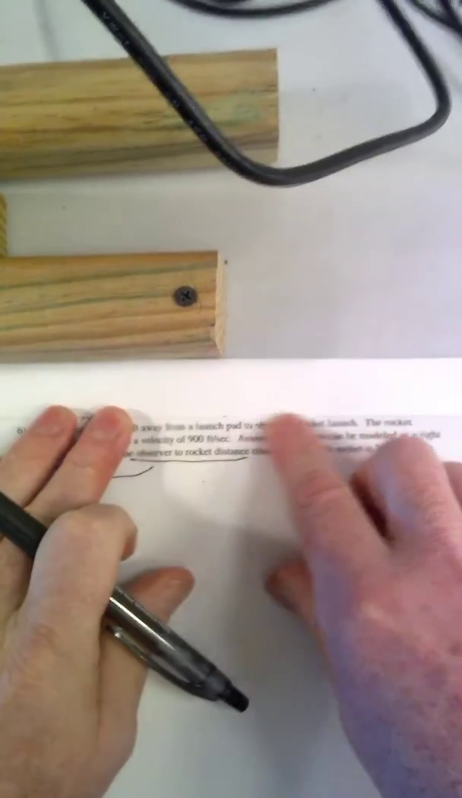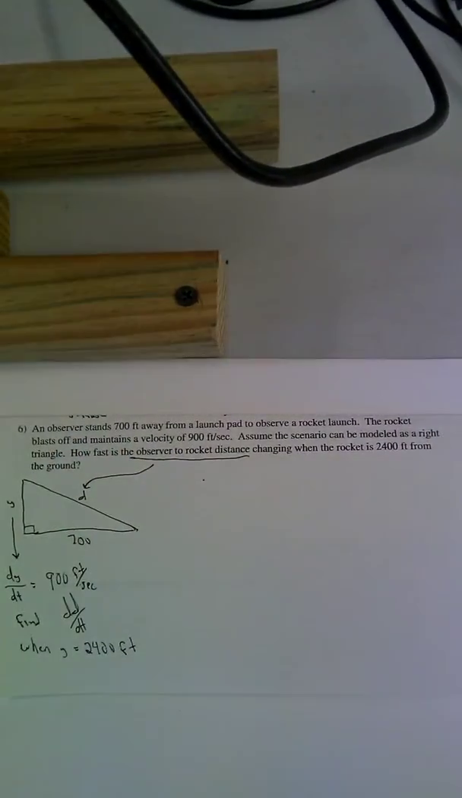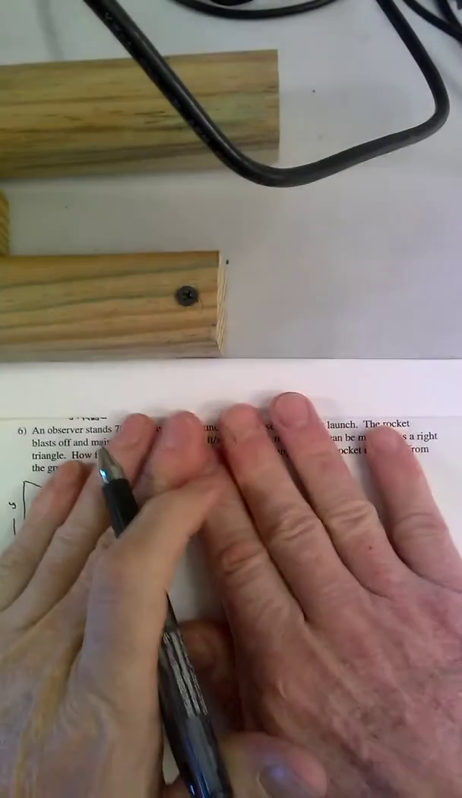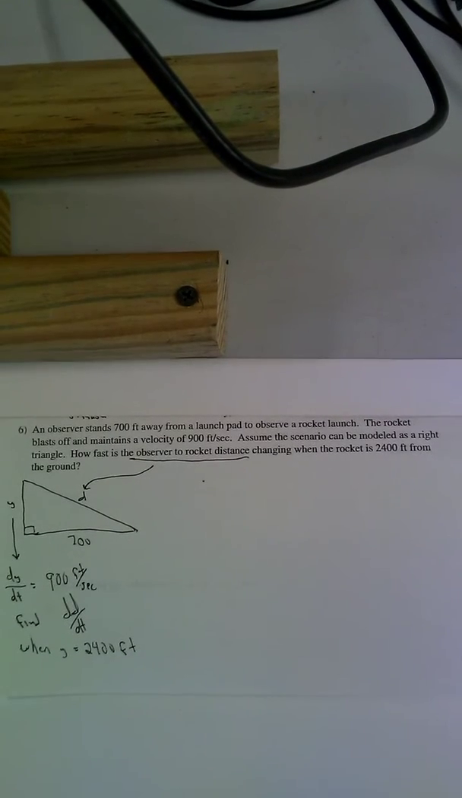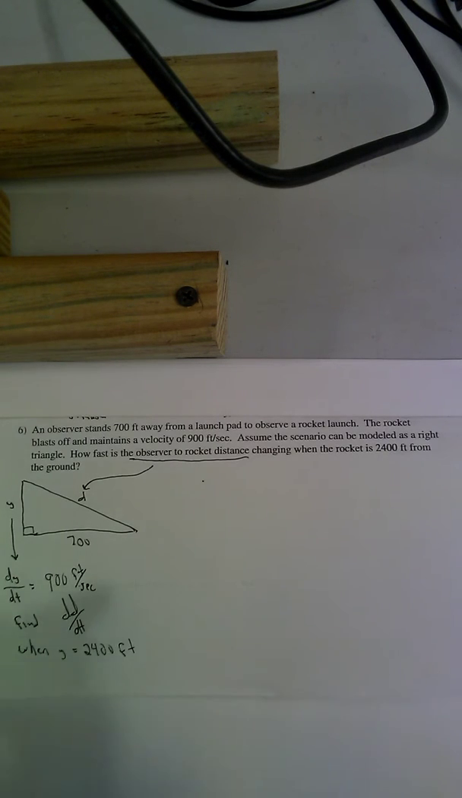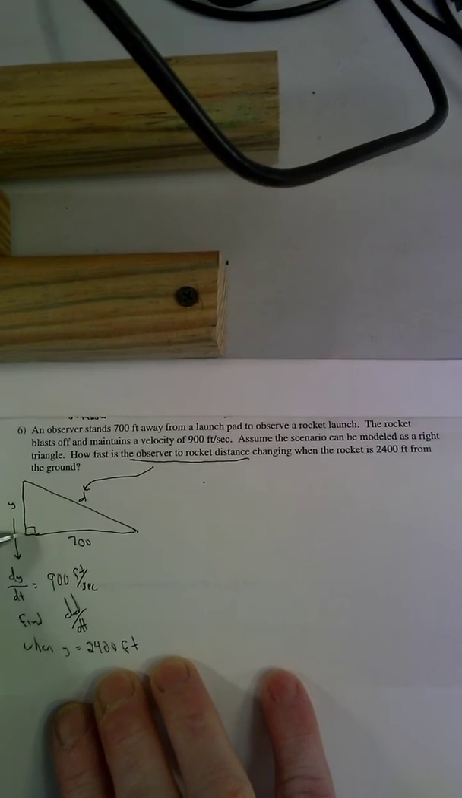The problem set would be complete unless you were to talk about rockets being launched. Alright, so we got an observer. He's 700 feet away from the launch pad. The rocket blasts off and maintains a velocity of 900 feet per second. So the rocket's on the ground and it's taking off perpendicular to the ground. If I call this distance y, the change in the distance y, dy/dt, is the upward velocity of the rocket.